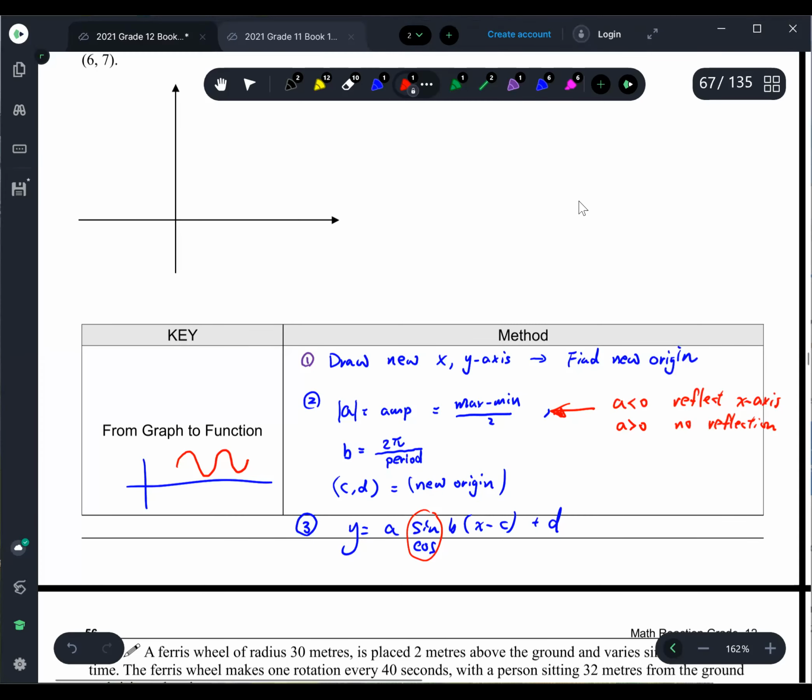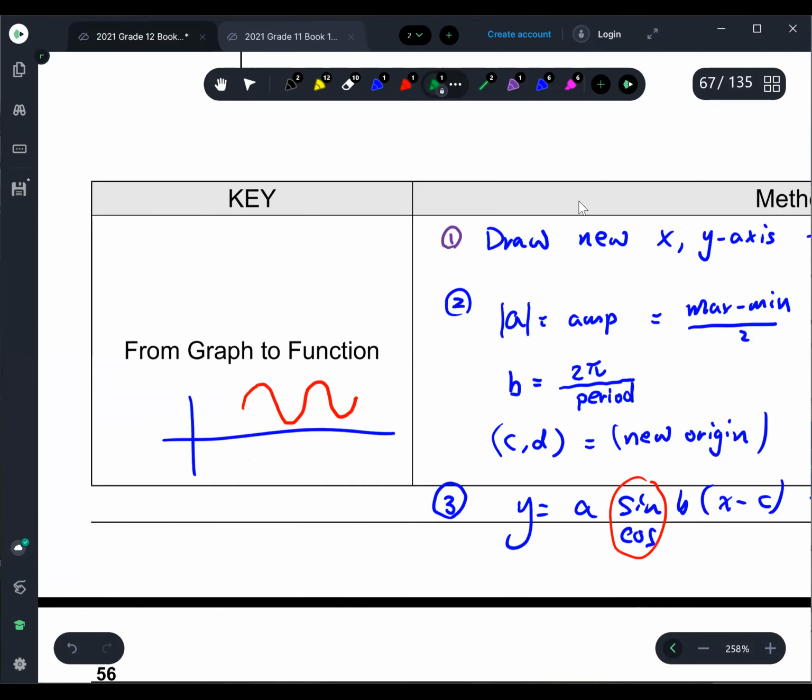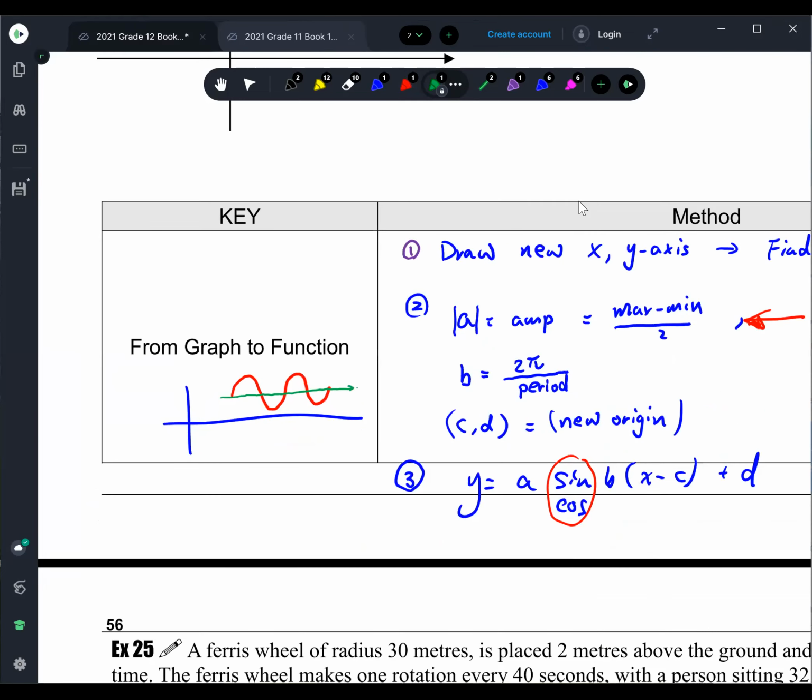Okay, so first thing you need to draw the new X and Y axis, because it's being moved to a new place. So for example, this red graph, your middle line, which is your X axis, new X.